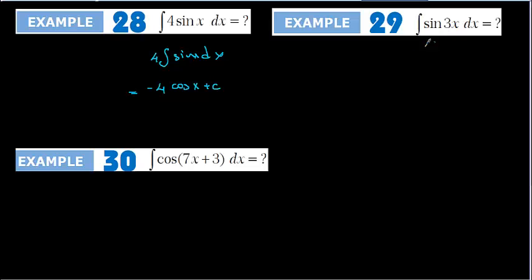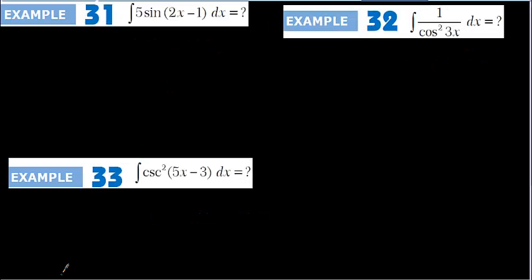Okay. What about sine 3x? This time the coefficient is in front of the x, that's why it's going to be equal to minus 1 over 3 times cosine 3x plus c. What about cosine 7x plus 3? It's equal to the formula with 1 over 7, so 1 over 7 sine 7x plus 3 plus c.